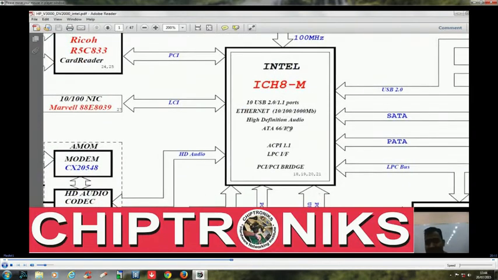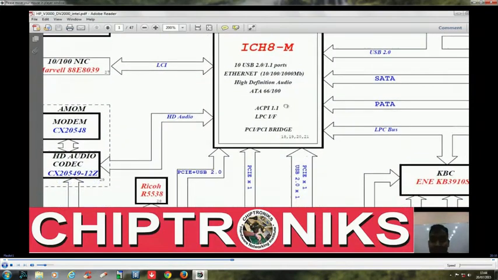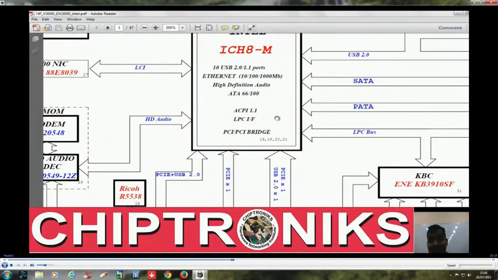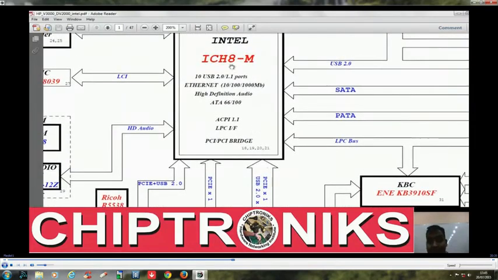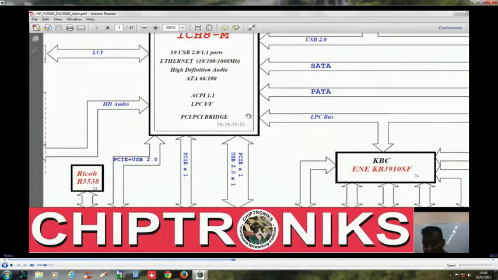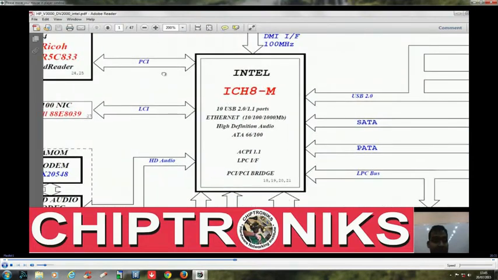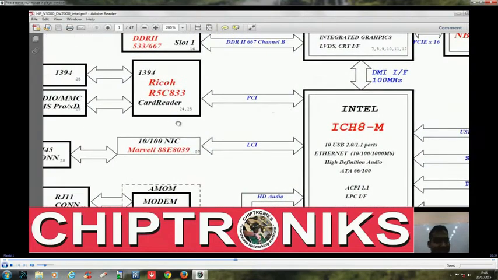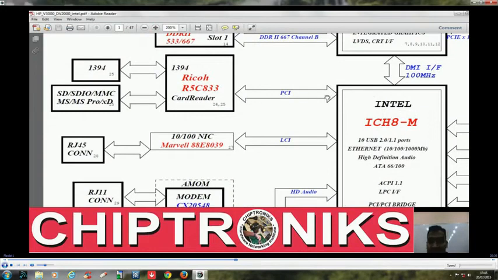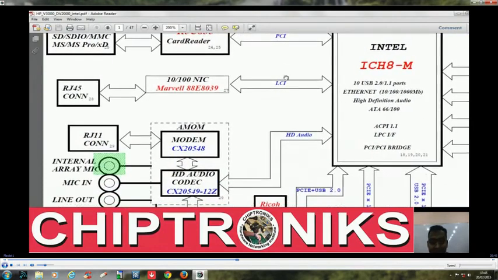This ICH is at the center of power management in a notebook motherboard. That is, it is responsible for turning on and turning off a notebook motherboard. ICH8 in conjunction with the IO controller is responsible for starting on and starting off a notebook motherboard. You can see between ICH8 and this card reader, there is a PCI. PCI is peripheral component interconnect. This is not PCI Express.